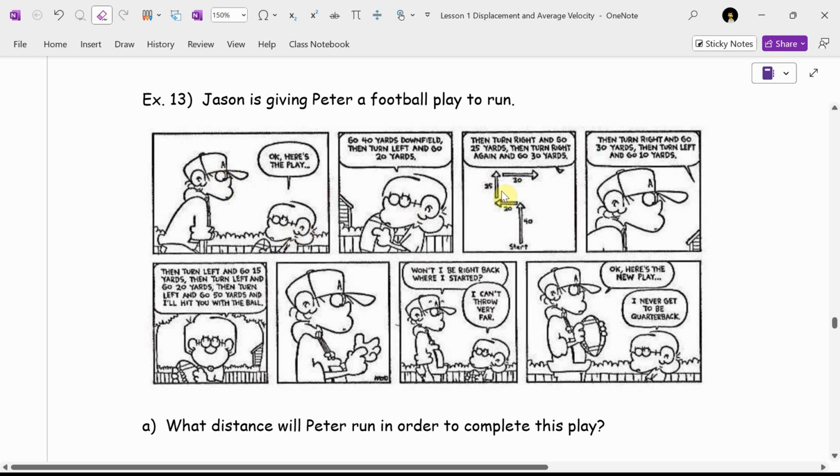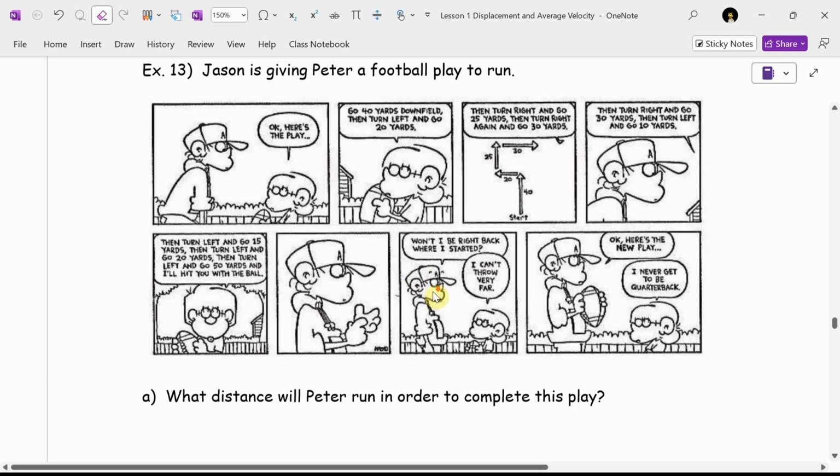Jason is playing football with his brother Peter. Jason says, okay, here's the play. Go 40 yards downfield, then turn left, go 20 yards, then turn right, and go 25 yards, then turn right, and go 30 yards. Then turn right and go 30 yards, then turn left to go 10 yards, then turn left to go 15 yards, then turn left to go 20 yards, then turn left to go 50 yards, and I'll hit you with the ball. Peter thinks for a while, and then he says, won't I be right back where I started? Jason says, well, I can't throw very far.